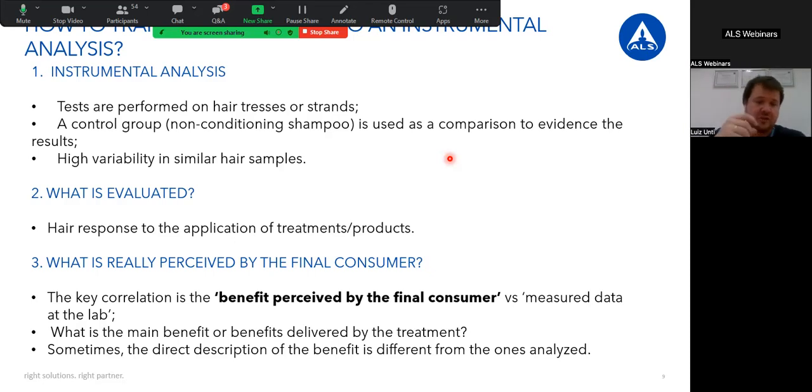And so the first point of understanding the claim and providing a better support to a claim is to understand what is the main benefit or benefits that the treatment will provide to the hair fiber. So after we understand that, we can discuss each method and understand how each method could be used to sustain the claims.